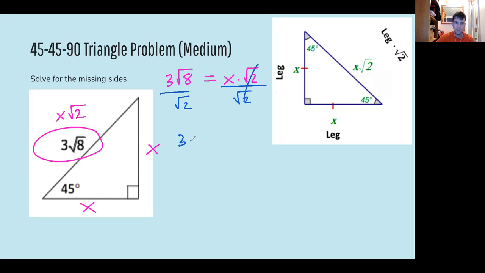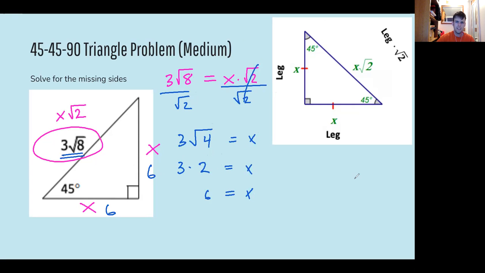I get 3 square root 4, since I divide the radicals together: the square root of 8 divided by the square root of 2 is the square root of 4. The square root of 4 is a whole number, 2, so this becomes 3 times 2. So x is actually equal to 6. Our legs here are equal to 6.